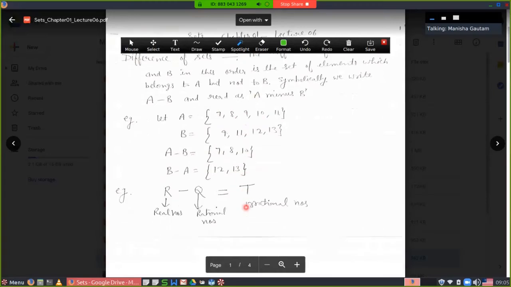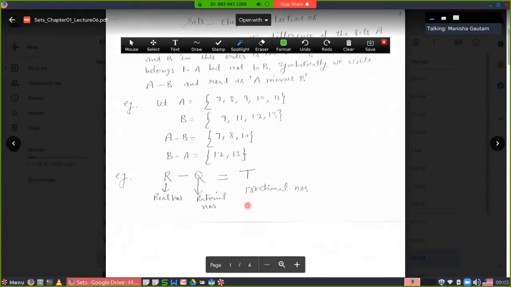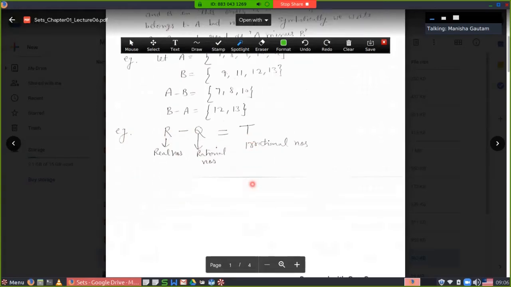In general, when you discuss the number system, when you subtract rational numbers from real numbers, you get irrational numbers, because the set of real numbers has rational and irrational numbers both. This is also an example of the difference of two sets.